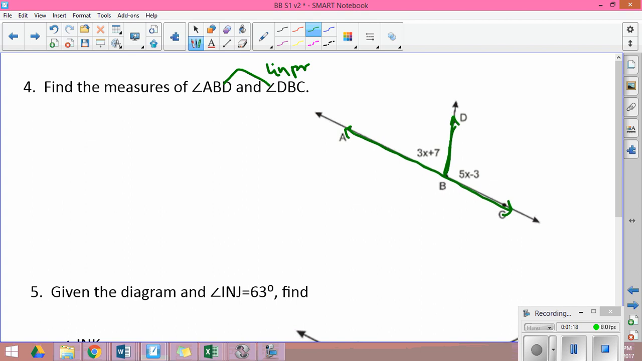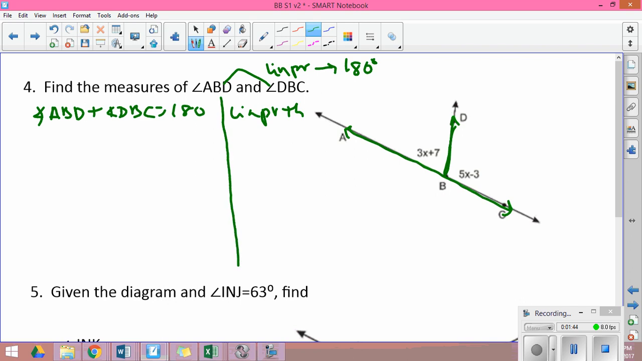And because they're a linear pair, I know they're going to add up to 180 degrees. So the first thing that I'm going to write, if I'm going to be extremely formal, which you don't have to be yet, but I'm just going to introduce it to you, is that angle ABD plus angle DBC equals 180. And the reason I can say that is the linear pair theorem. We'll begin to make this T-chart.